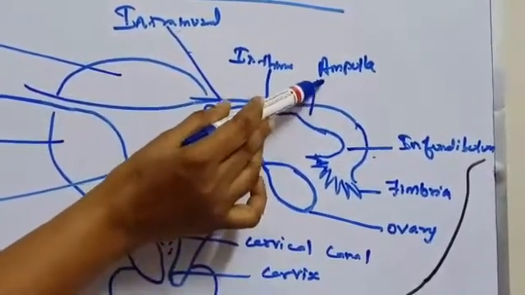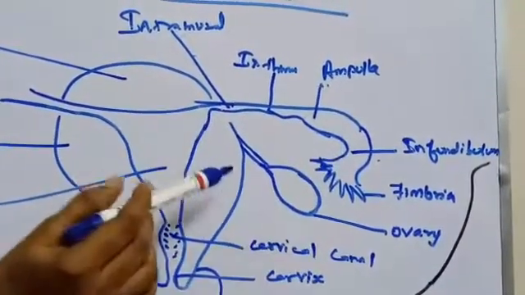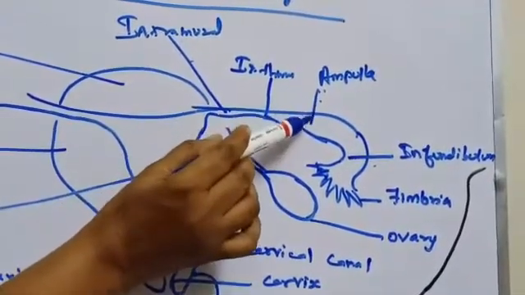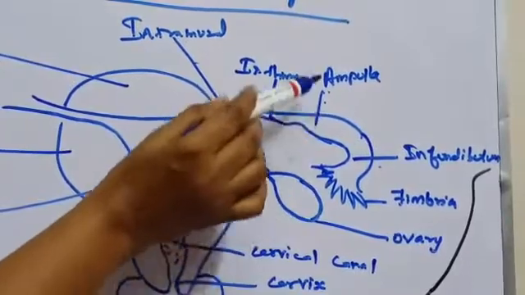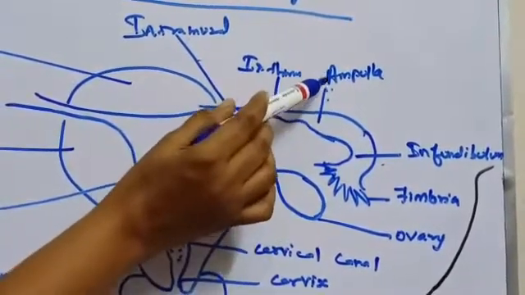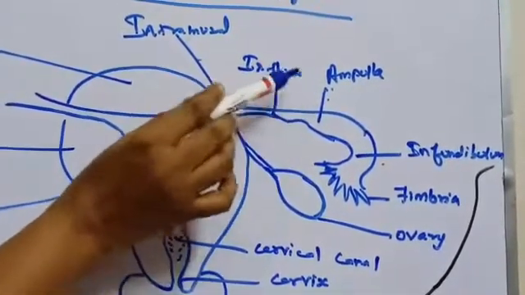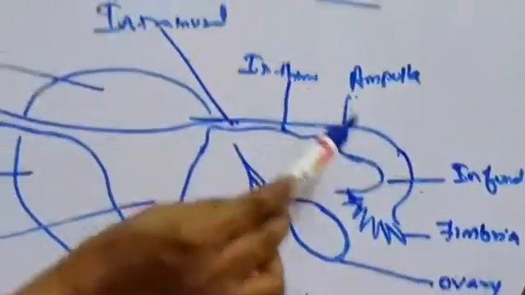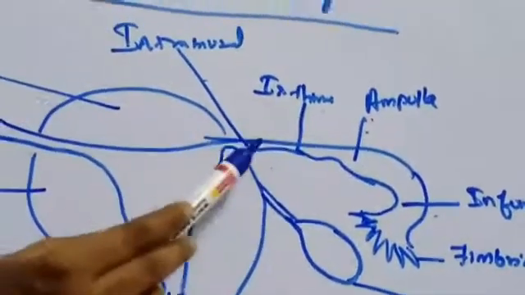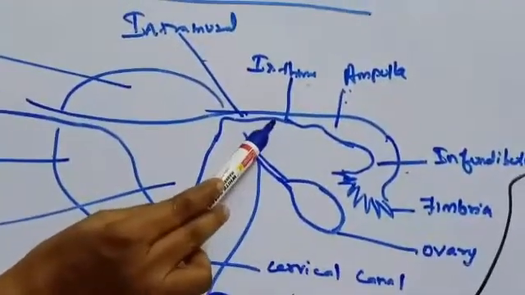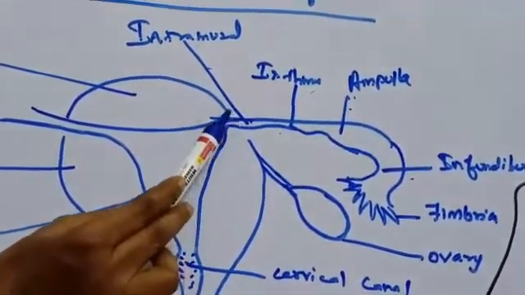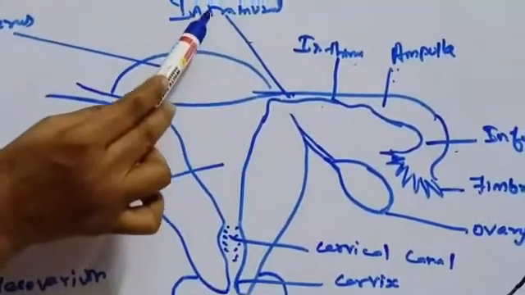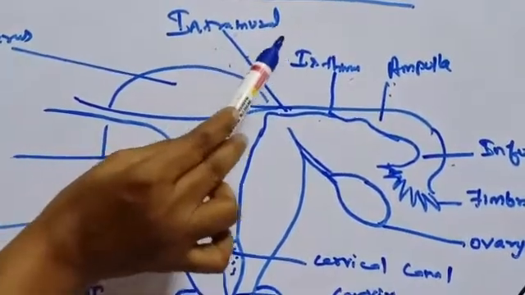Medial to the infundibulum there is a bulging portion. This is called the ampulla. Very important. This is a thin walled and dilated part where fertilization takes place. Where does fertilization take place? In the ampulla. And the next one, the part medial to the ampulla, is called the isthmus. Then the most medial part of this tube, situated in the uterus, is called the intramural or interstitial part of the tube.